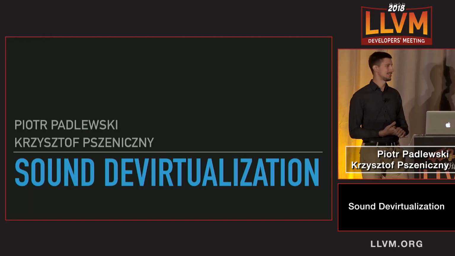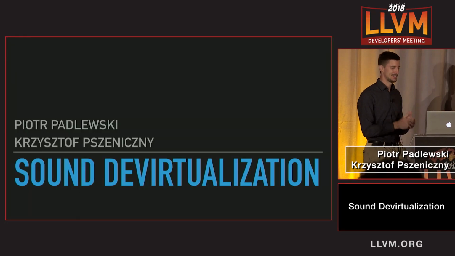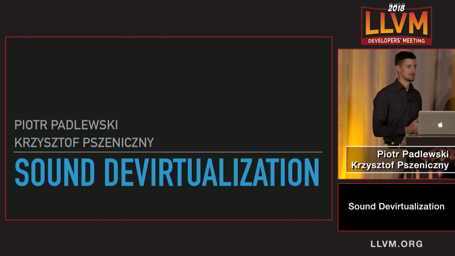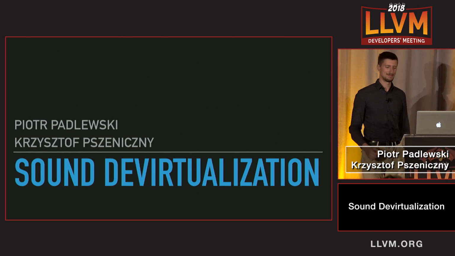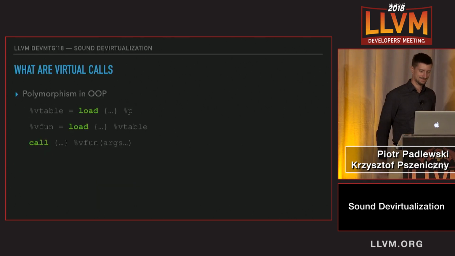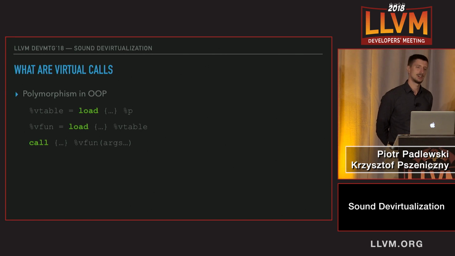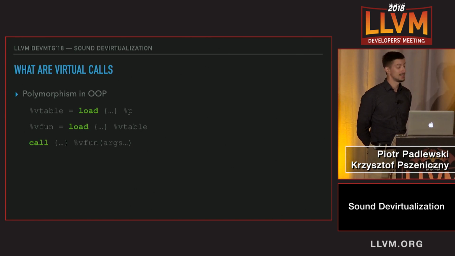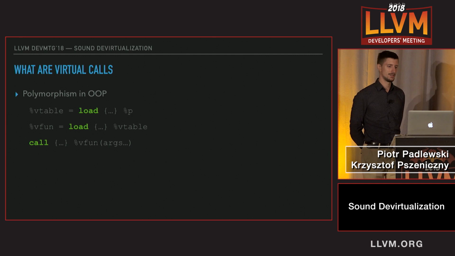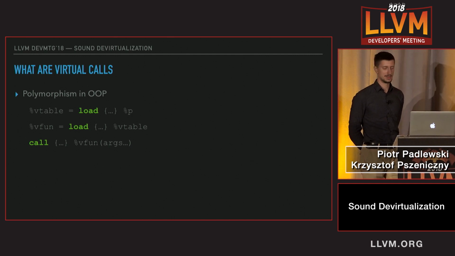So my name is Piotr, and today we are thrilled to tell you about the most recent status of devirtualization and how we actually make it work. Okay, so firstly, what are virtual calls? Virtual calls are a way to implement polymorphism in object-oriented programming.